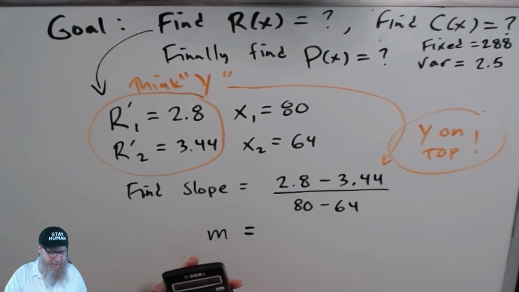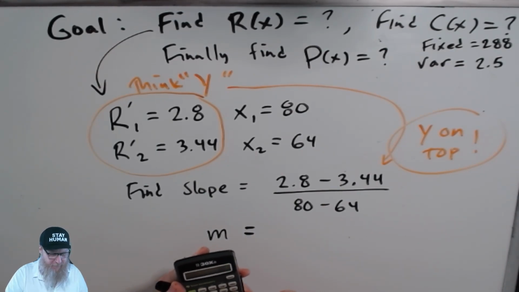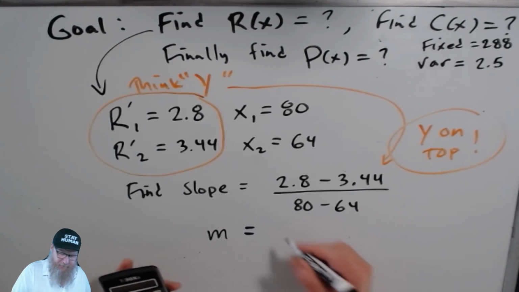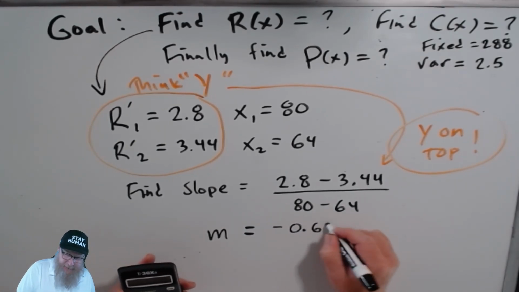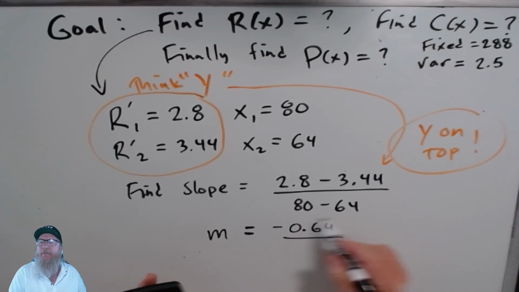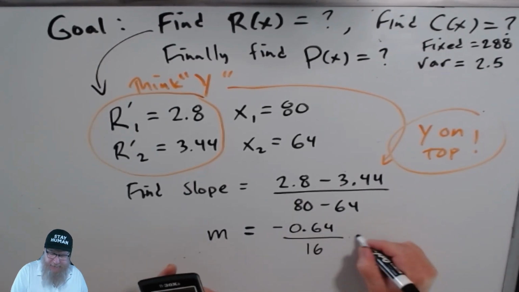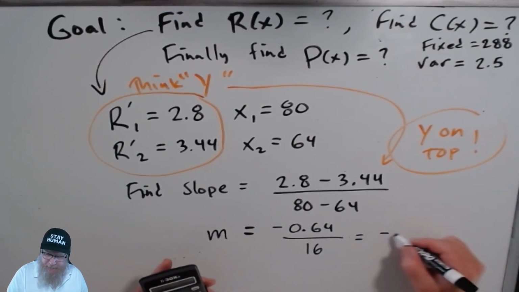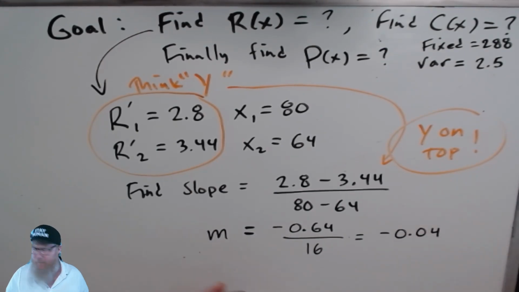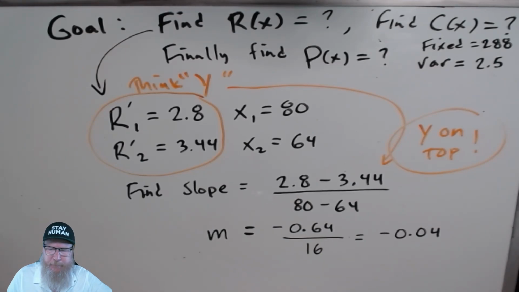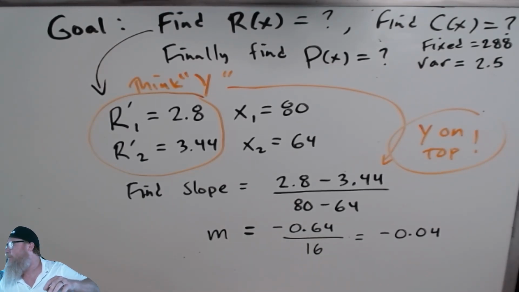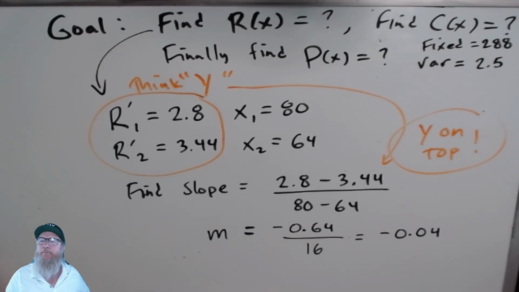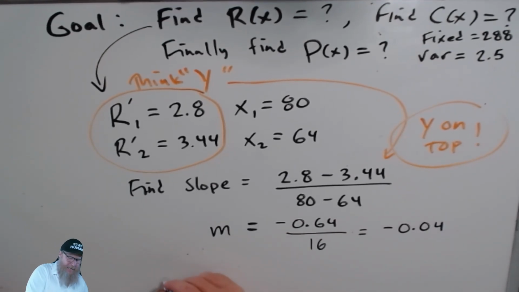So we'll go 2.8 minus 3.44. That's negative 0.64 divided by 16. So I get negative 0.04. Okay. So that's my M. All right, now we got to find B.